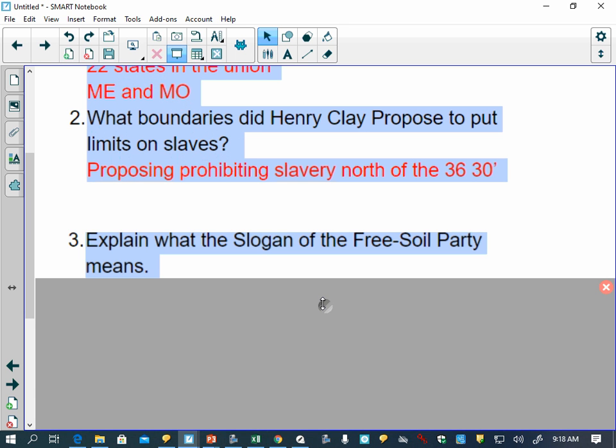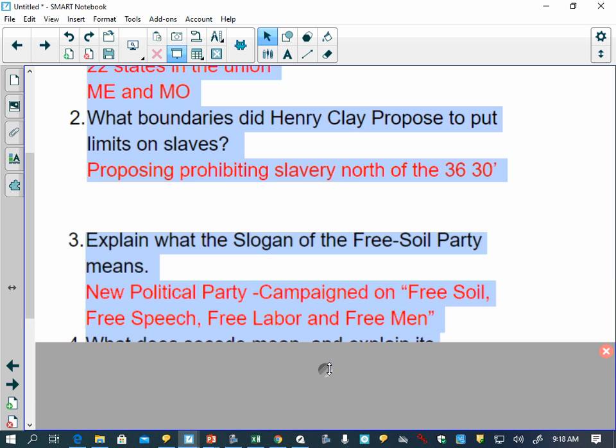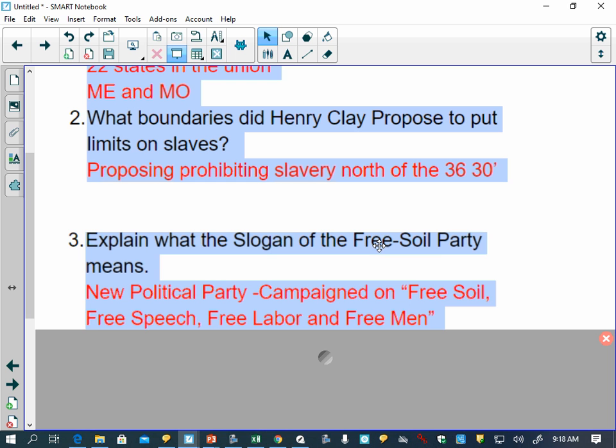Number 3 is also related. Explain the slogan Free Soil Party and what that means. Well, it was a new political party that, as you guessed it, was talking about free soil and free men and free labor. So this political party kind of got some steam during this time period in the election of 1848. So we're kind of looking at how we should divide and whether slavery should be allowed or not allowed.